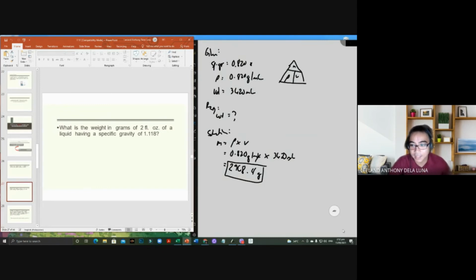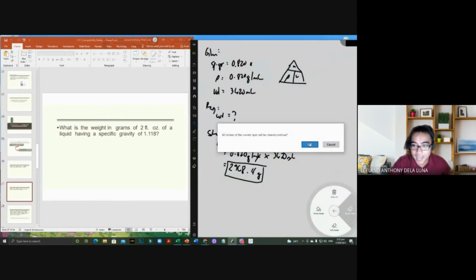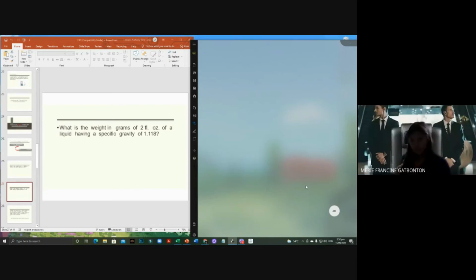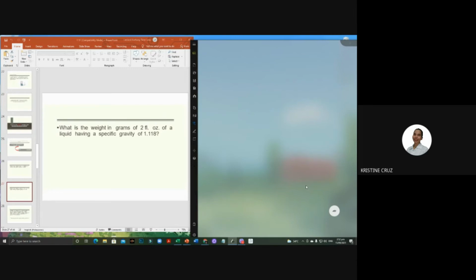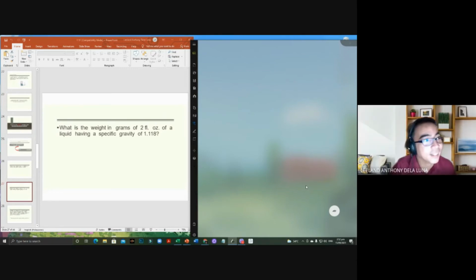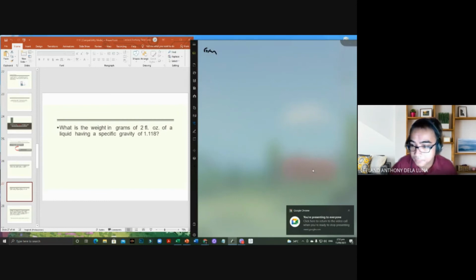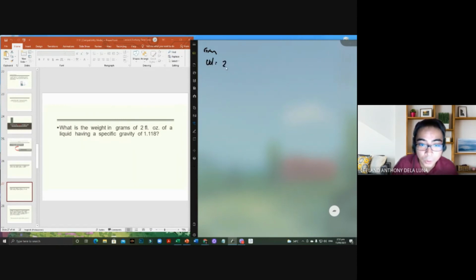So again, class, same thing ang gagawin natin. Pero this time, ano munang gagawin ko sa aking volume? What should I do with my volume here? Convert. Very good. Very good. All right, thank you so much, guys. Okay, so we have to, of course, convert this to ml. Okay? So sabi nga natin, given. Okay. So ang volume natin is 2.0 fluid ounces. Okay, so convert muna natin to ml.